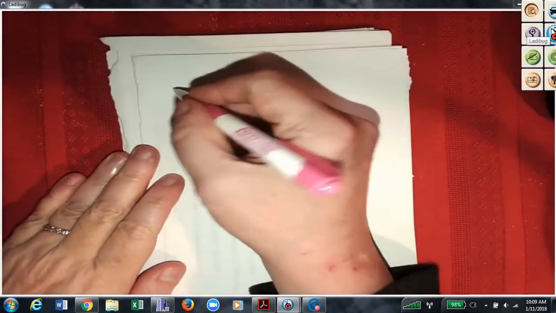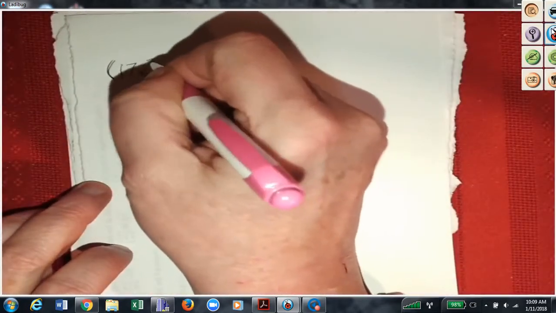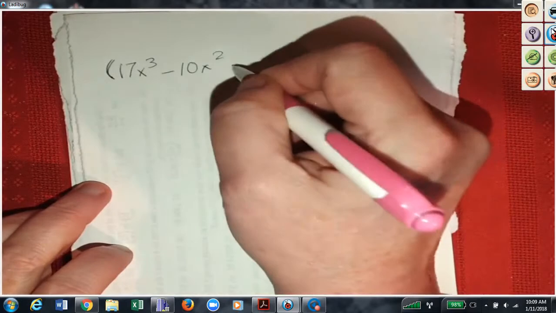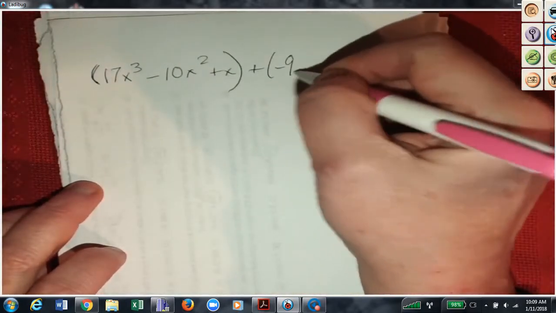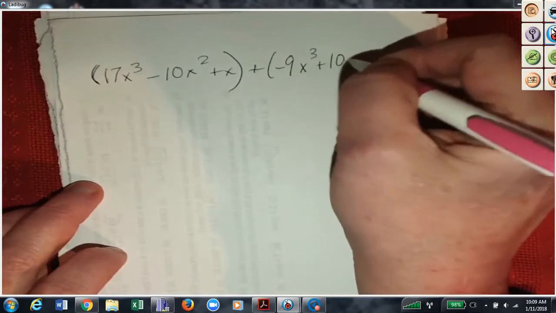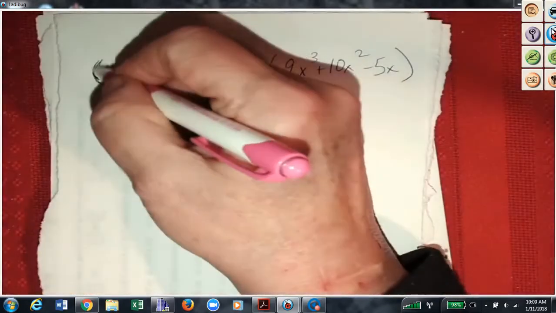In this video, we're going to be looking at adding and subtracting polynomials. So let's have an example. Suppose I've got something like this. Okay, so I have two polynomials here.